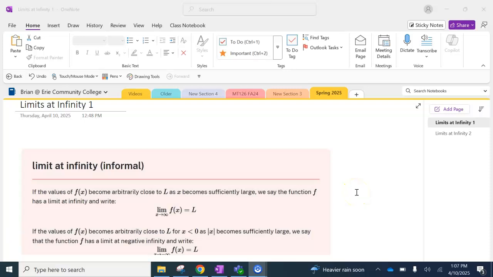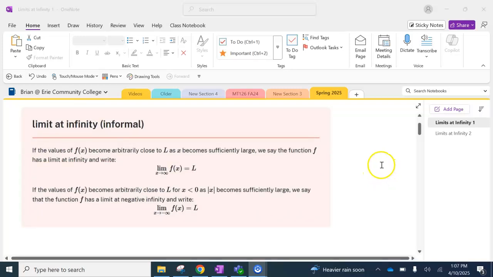Hi everyone. In this recording, we're going to look at limits at infinity. This is going to be the first of at least one recording on this topic. So this is looking at the definition from the OpenStax book.